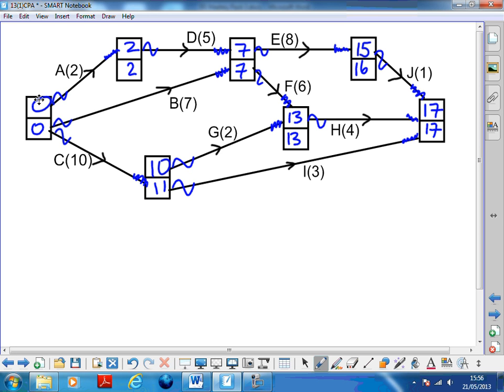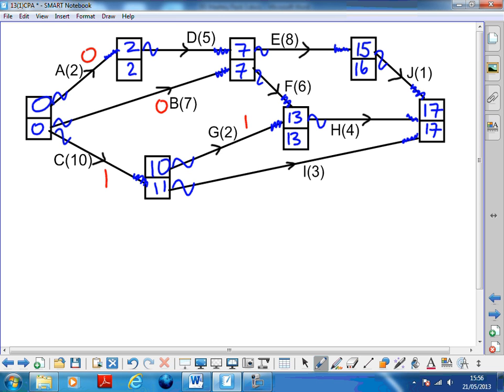Okay, floats. A could go from 0 and finish at 2, which is a length of 2. It is length 2, so it's no float. B could start at 0, must finish by 7. It is length 7, so no float. C could start at 0 and could go on till time 11. It's got length 10, so that's a float of 1. G could start at 10, must finish by 13, that's 3. It's length 2, float of 1.